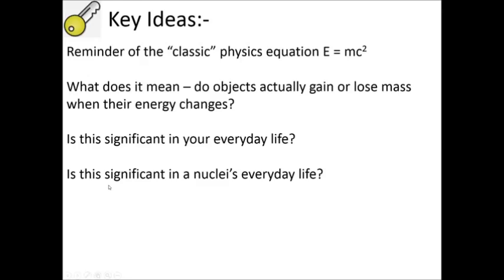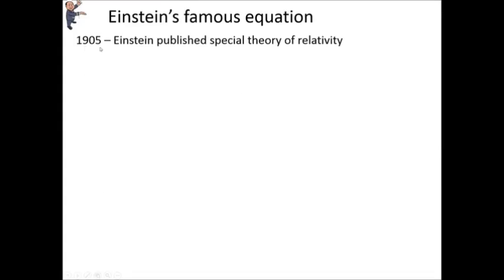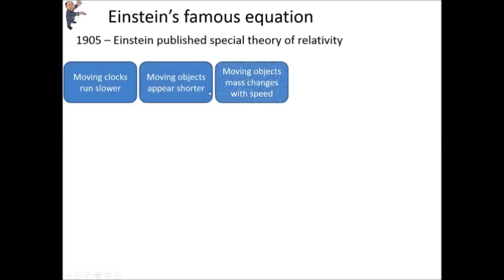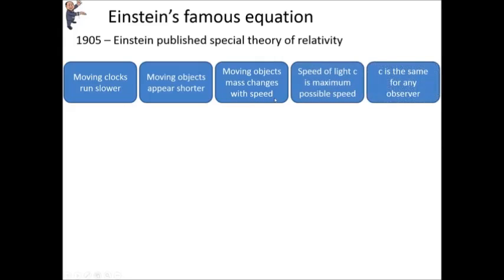So first up, let's just remind ourselves, in 1905 Einstein published his special theory of relativity. It is one of the option modules in AQA. You don't have to look at it for the normal exam if you're not doing that option. Some things he found: moving clocks run slower, moving objects appear shorter, moving objects' mass changes with speed, and the speed of light c is the maximum possible speed, and it's the same for any observer.